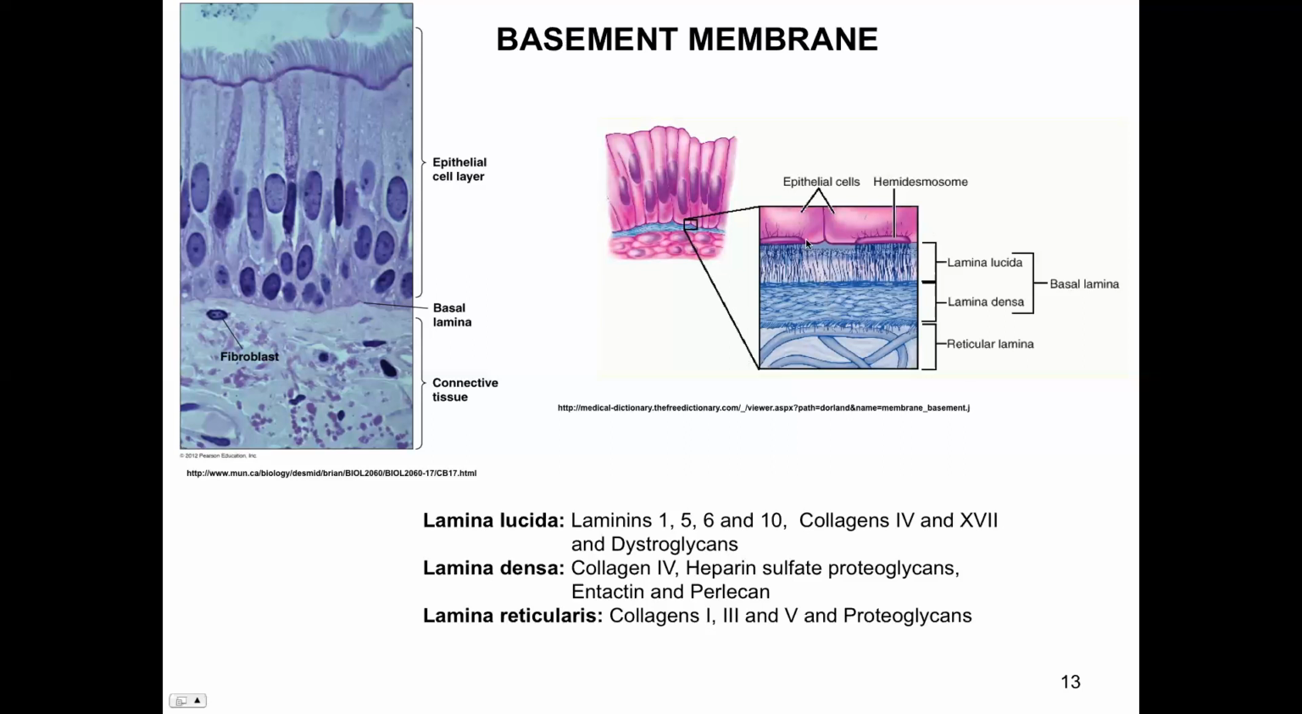And the next thing I'm going to show you is how those epithelial cells are attached to that basement membrane and to each other, all right? Because these epithelia, if they're going to make coverings and linings, have to be able to hold on to each other as well as to this basement membrane. So we're going to talk a little bit about that, okay?